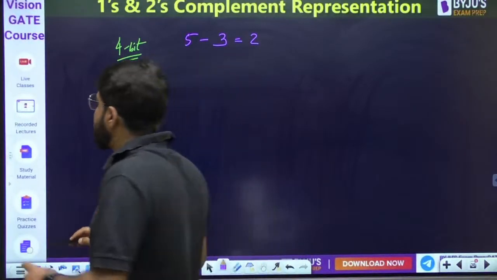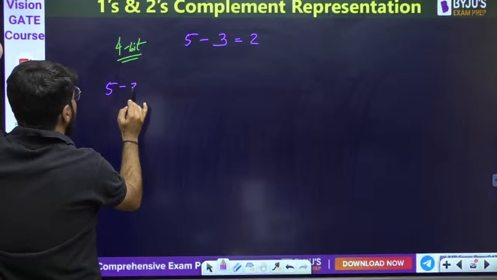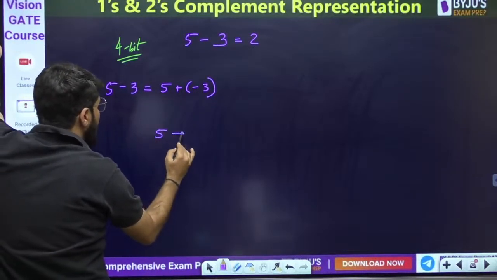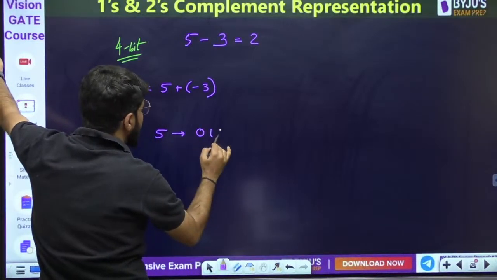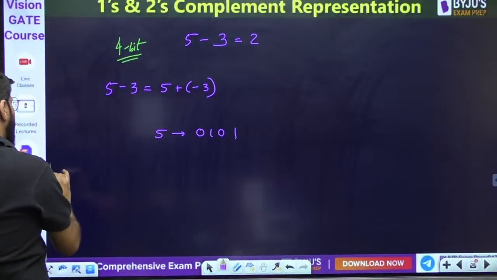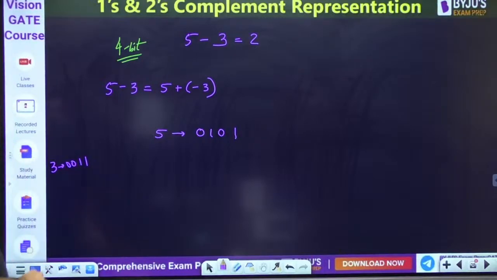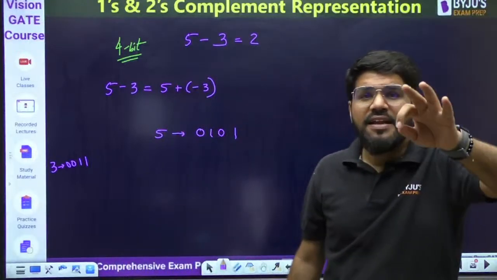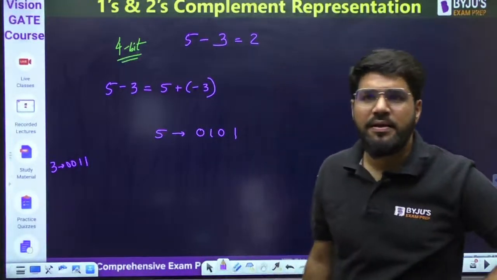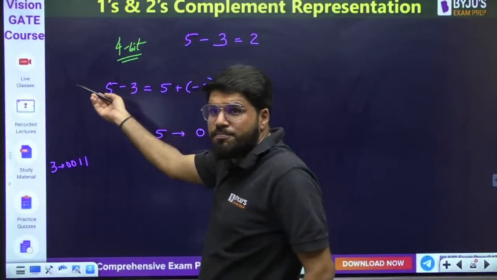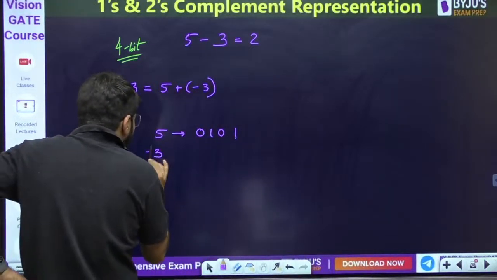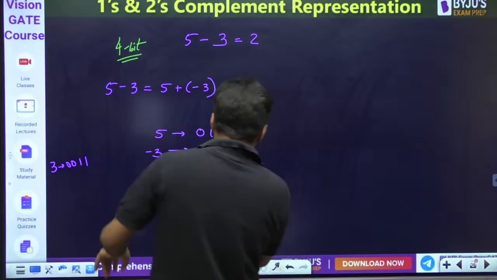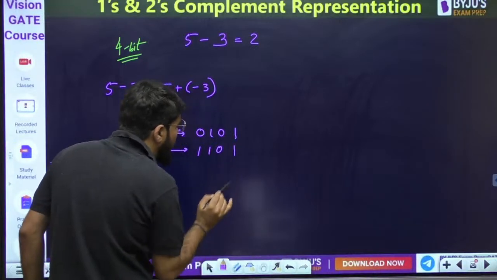Okay, how will it work in decimal? So 5 minus 3, I will write it as 5 plus minus 3. So dear, what is 5? 0101, 4-bit mein likhna hai na, so 0101. But what is minus 3? What is 3? 0011. But I want to write minus 3, and now everybody knows the concept. Minus means take the 2's complement. 5 we did not take because it is plus 5 here. So when I want to write minus 3, what is the 2's complement of this? 1100, this is the 1's complement, add 1 to the rightmost digit, so 1101.